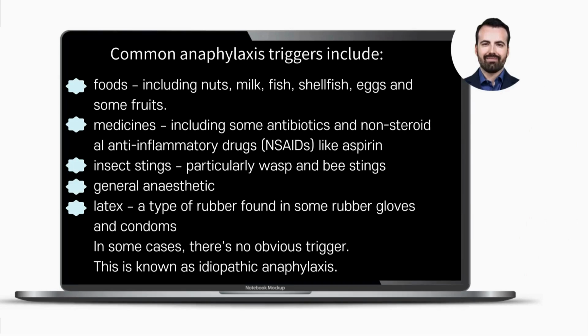Let's see common anaphylaxis triggers. Some examples are foods including nuts, milk, fish, shellfish, eggs, and some fruits. Medicines including some antibiotics and non-steroidal anti-inflammatory drugs (NSAIDs) like aspirin, insect stings, particularly wasp and bee stings, general anesthetic, latex, a type of rubber found in some rubber gloves and condoms in some cases. Sometimes there's no obvious trigger. This is known as idiopathic anaphylaxis.